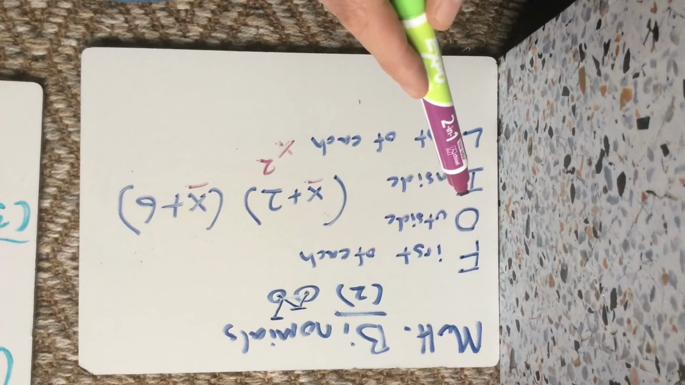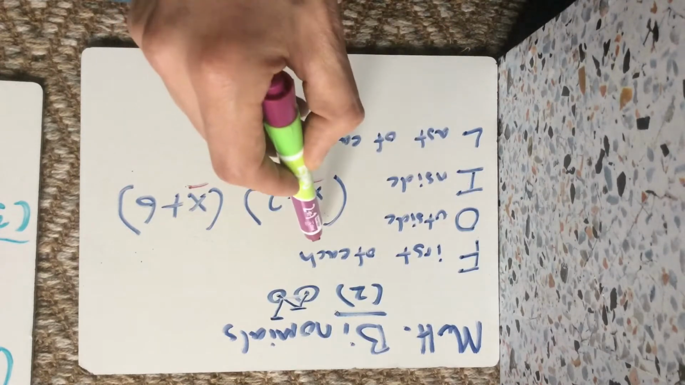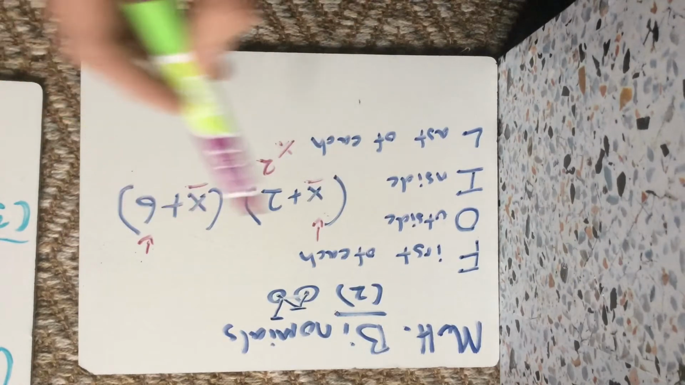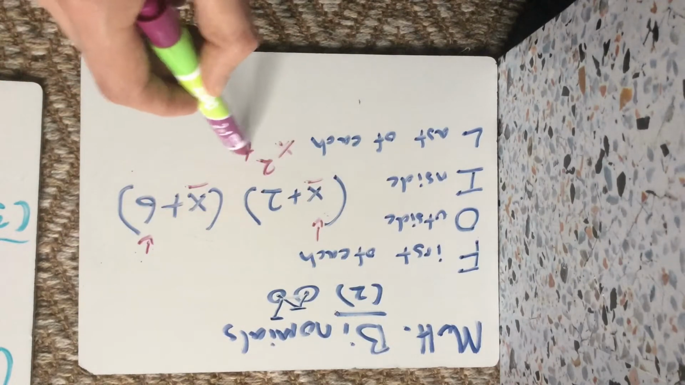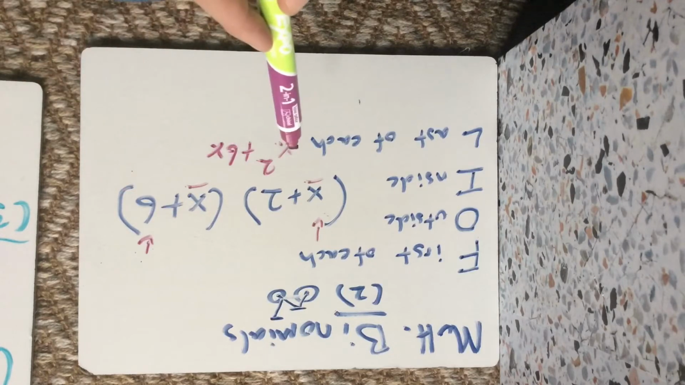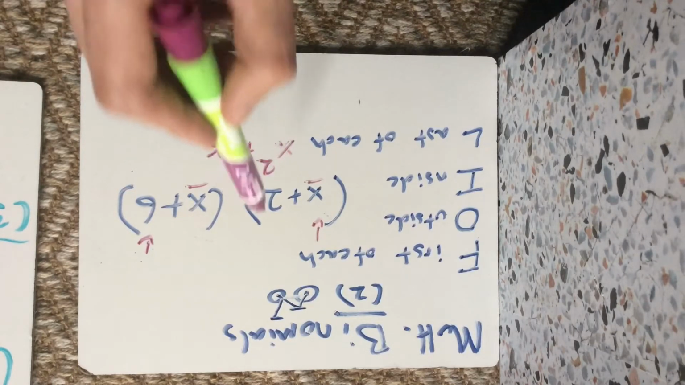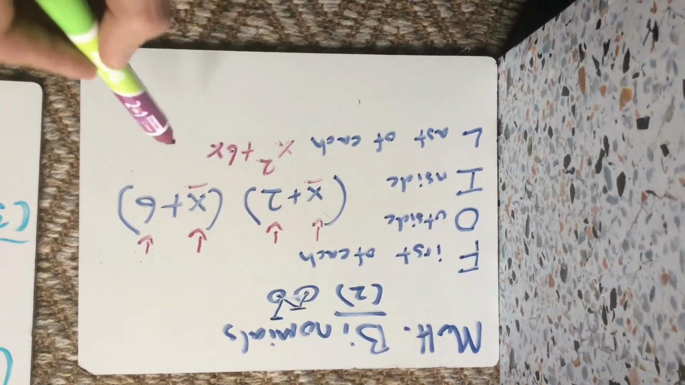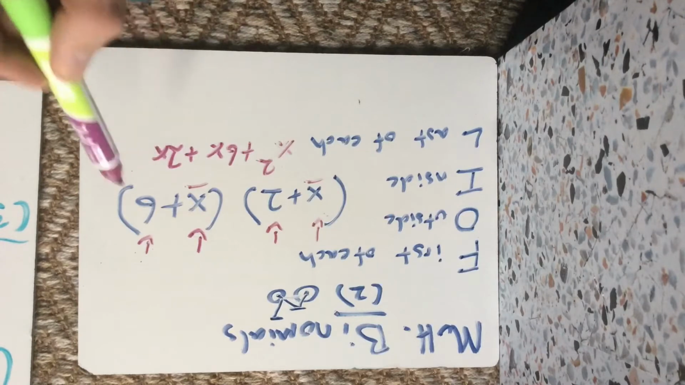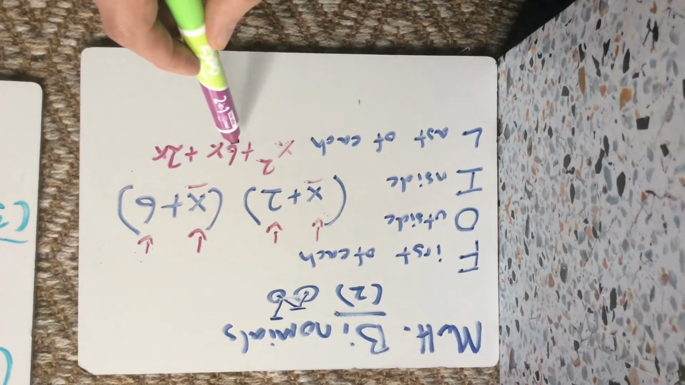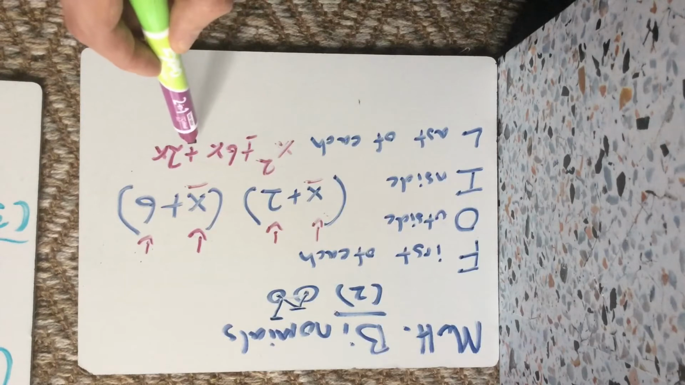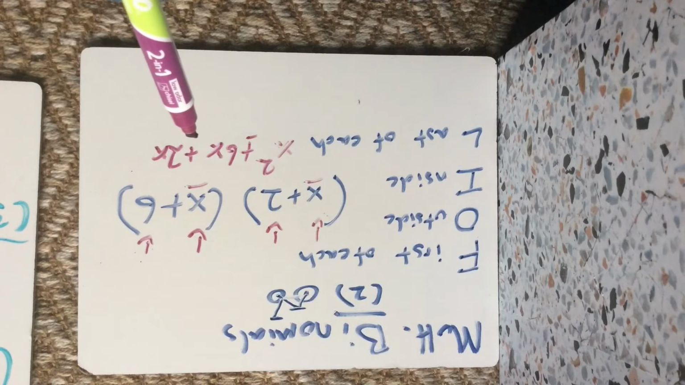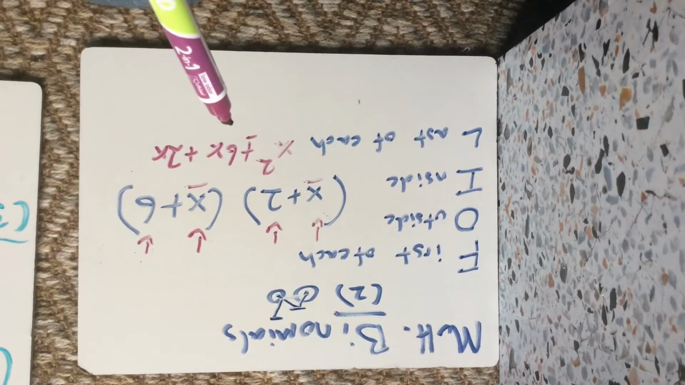The O is the outsides. Next I'm going to multiply this outside by this outside. They're both on the outside. So I'm going to do x times 6. That's 6x. Next I'm going to multiply the inside. So this is the inside, the two inside terms. 2 times x is 2x. Again, very important to remember each time you multiply a new term, make sure you put the symbol, whether it's addition or subtraction, between them to make sure you show that they are being added, not multiplied.